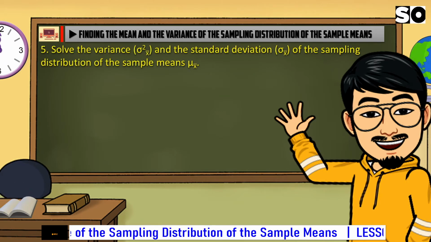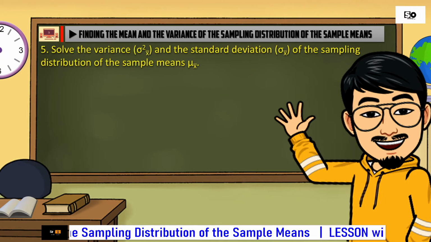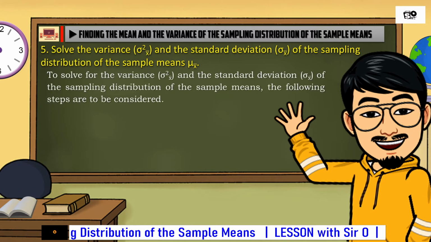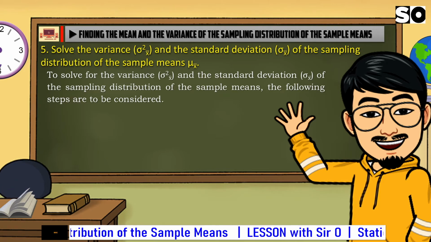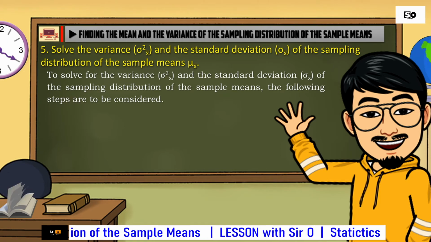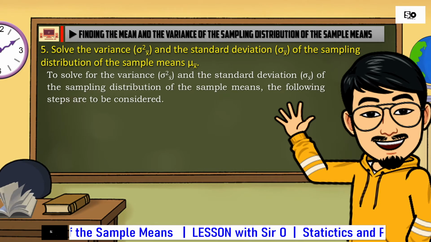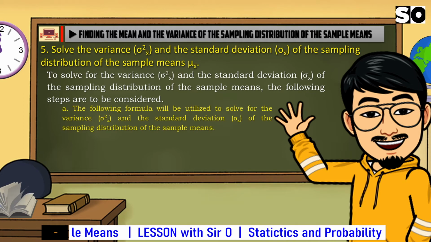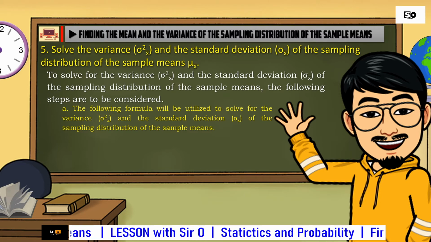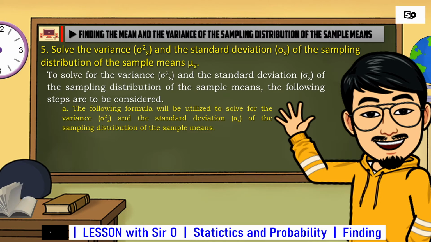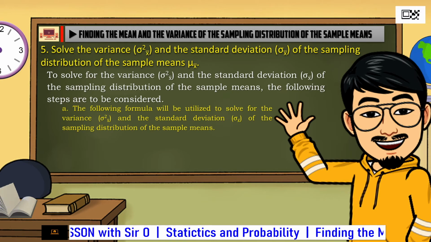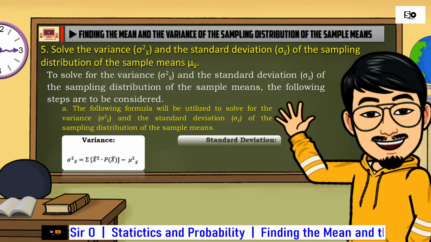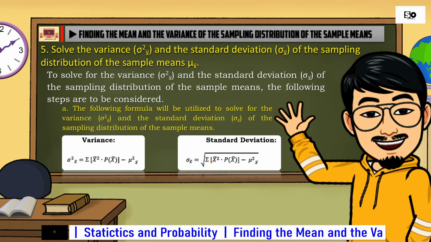Number 5. Solve the variance and the standard deviation of the sampling distribution of the sample means. To solve for the variance and standard deviation of the sampling distribution of the sample means, the following steps are to be considered. Letter A. The following formula will be utilized to solve for the variance and the standard deviation of the sampling distribution of the sample means. For variance and for standard deviation.